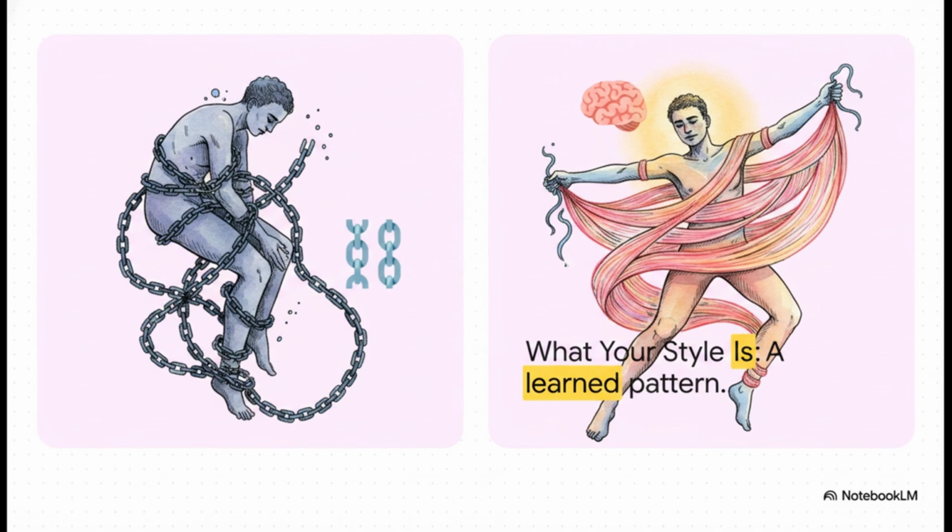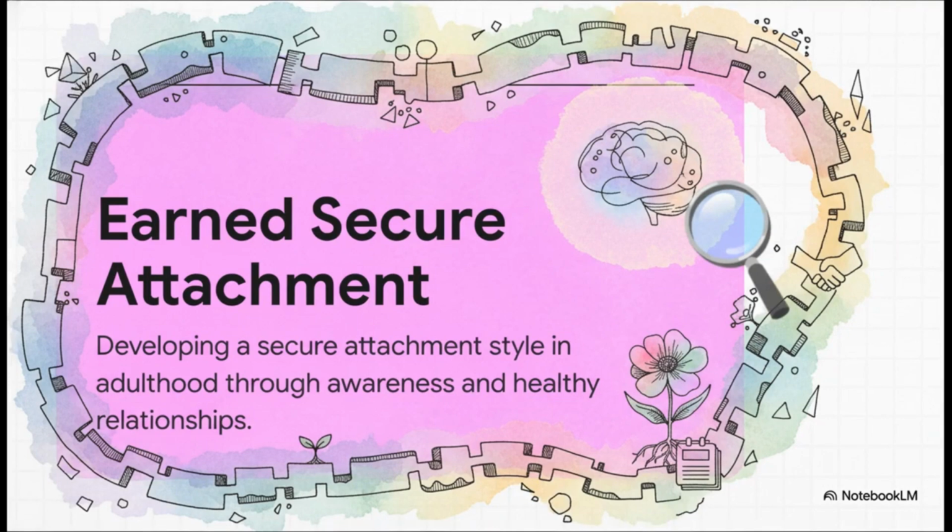Your attachment style is not a life sentence. It is a learned pattern. And the best thing about learned patterns, they can be unlearned. They can be rewritten. And this leads us to this really powerful concept called earned secure attachment. It's the idea that even if you didn't start out with a secure blueprint, you can absolutely develop one as an adult. You can earn it through new experiences, self-awareness, and surrounding yourself with healthy relationships.